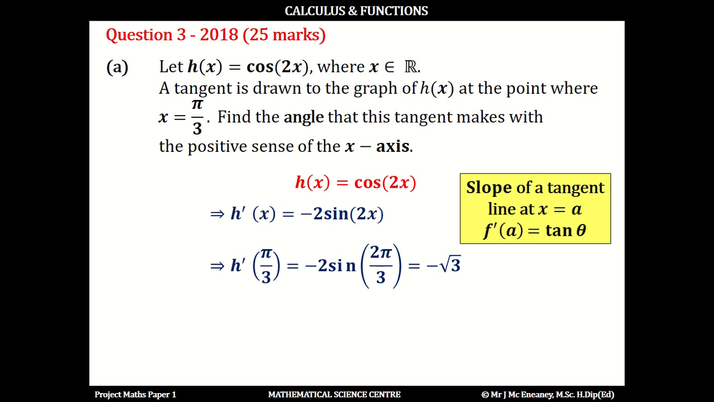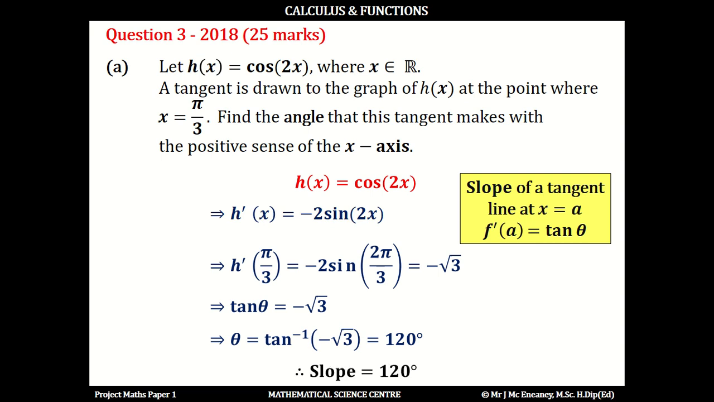So this is the same then as the tan of the angle. So the tan of theta is going to equal minus root 3. This means theta is going to be inverse tan of minus root 3. And this gives an angle of 120 degrees. Okay, so this means that the angle that this tangent line makes with the positive sense of the x-axis is 120 degrees.